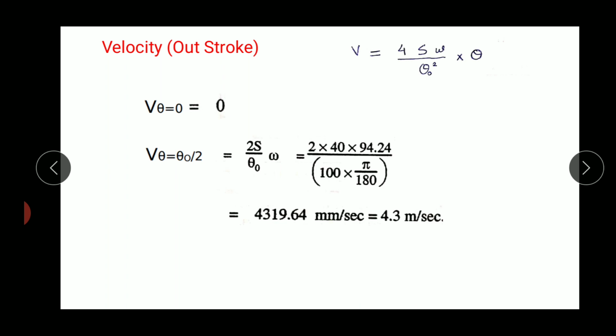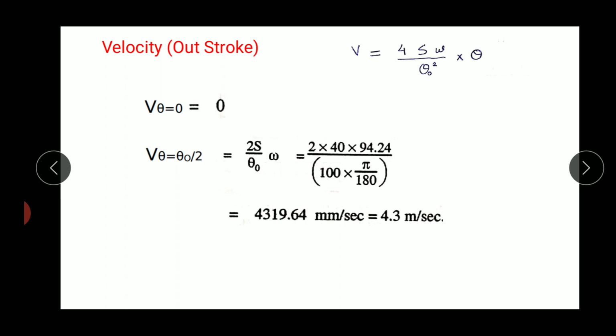So that comes as 4319.64 mm per second. Let's convert it into meter per second. Multiply it by 10 raised to minus 3. You will get 4.3 meters per second. That is the velocity at the half of outstroke.